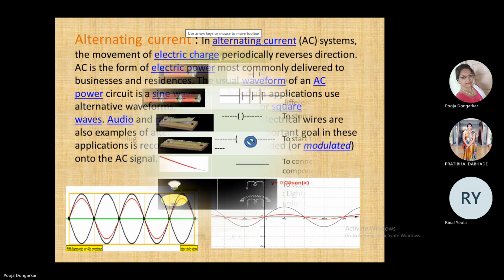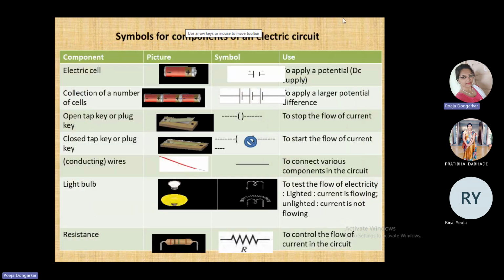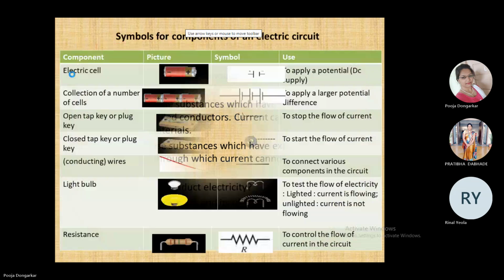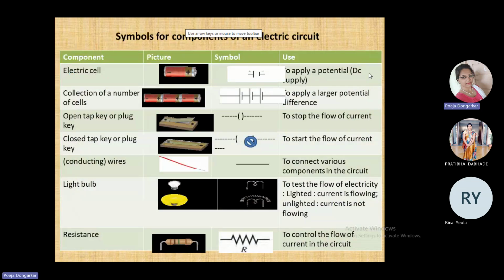Okay. Now we see some symbols and components of electric current. The electric cell is shown like this symbol, which supplies the potential difference. This is DC. We have a number of cells present sequentially. We present this symbol in the circuit to apply a larger potential difference, which is DC.